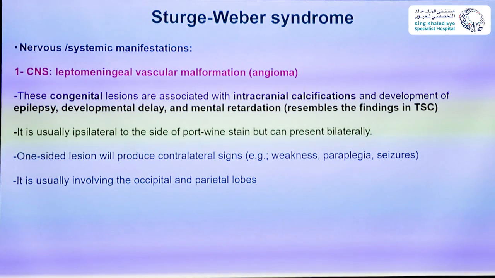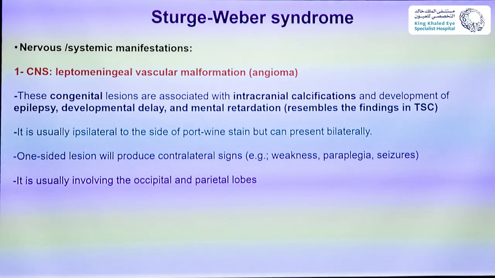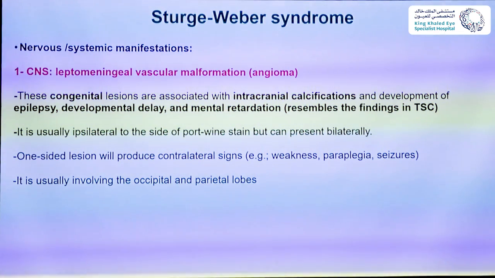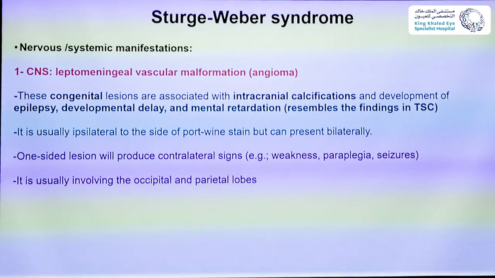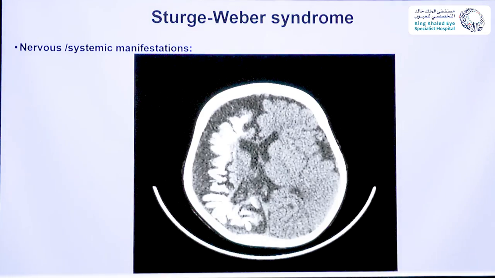In regard to the neurologic or systemic manifestations, you can have CNS leptomeningeal vascular malformation, so just as you have angioma on your skin, you can have angioma in your brain. These congenital lesions are also associated with calcification. Again, you can have symptoms or signs including epilepsy, developmental delay, and mental retardation, which resemble the findings in TSC. These changes are usually ipsilateral to the side of the port wine stain, but by imaging you could have bilateral involvement with only one side of facial angioma. A one-sided lesion will produce, as we know, contralateral signs because of the decussated or crossed innervation, and it usually involves the occipital and parietal lobes. And this is how we can see it in imaging.